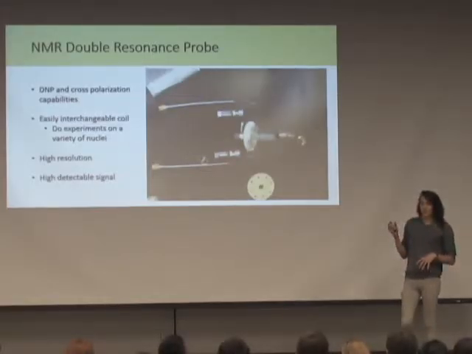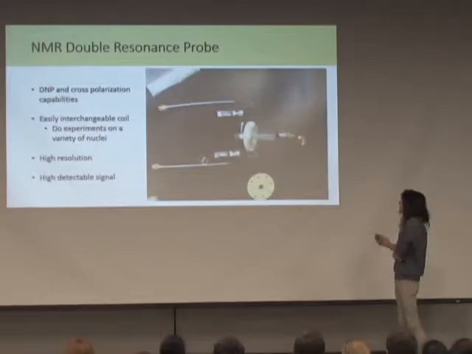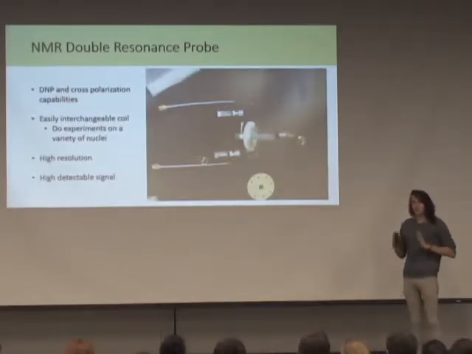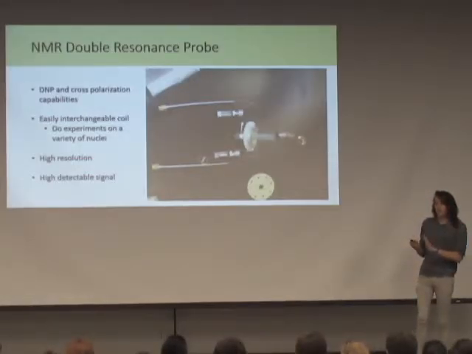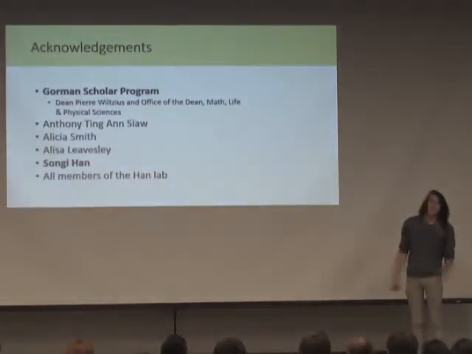And it's also been designed to be easily interchangeable with the coils, so we can do a bunch of different nuclei, as well as proton and carbon-13. And our experiments have been constructed so that we get very high resolution, or very narrow peaks that you saw earlier, so it's very well distinguishable, as well as high detectable signal, so we can get a lot of signal.